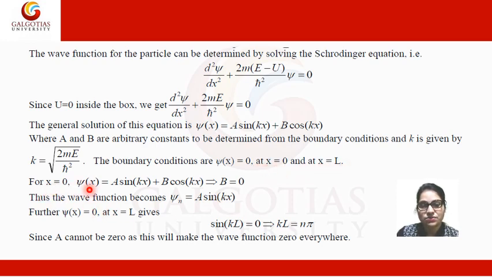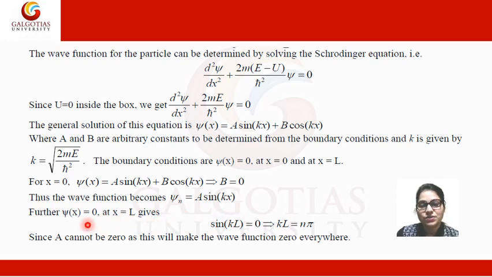For x equals 0, just putting the value x equals 0 in the equation psi(x) equals A sin kx plus B cos kx, that gives B equals 0. So by implementing this boundary condition, we get B equals 0. Substituting B equals 0 in the equation, our wave function is now psi(x) equals A sin kx. Now implementing the second boundary condition, that the wave function vanishes at the boundary, psi(x) equals 0 at x equals L.